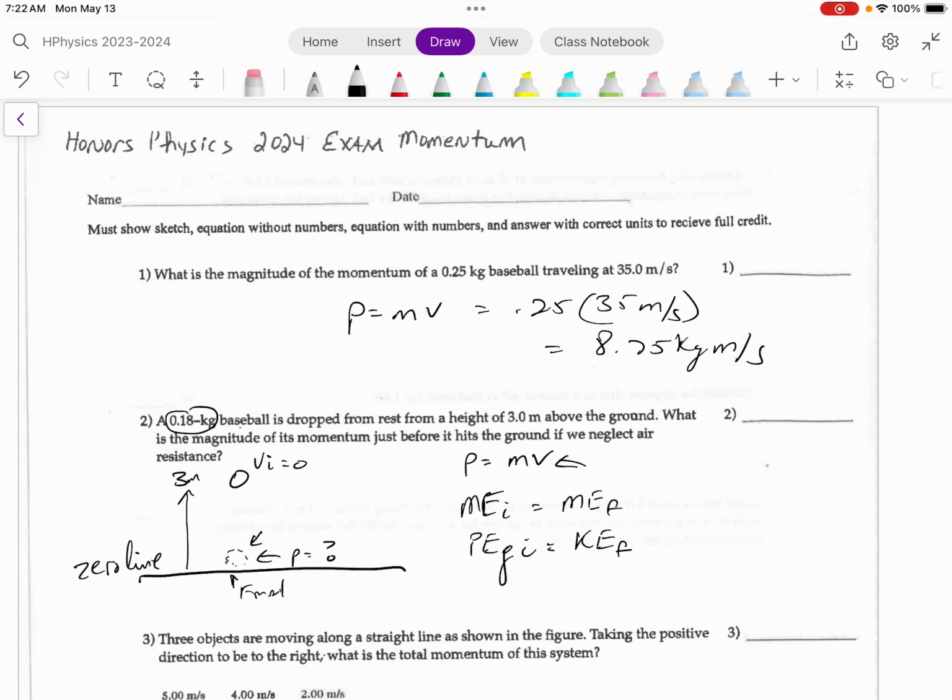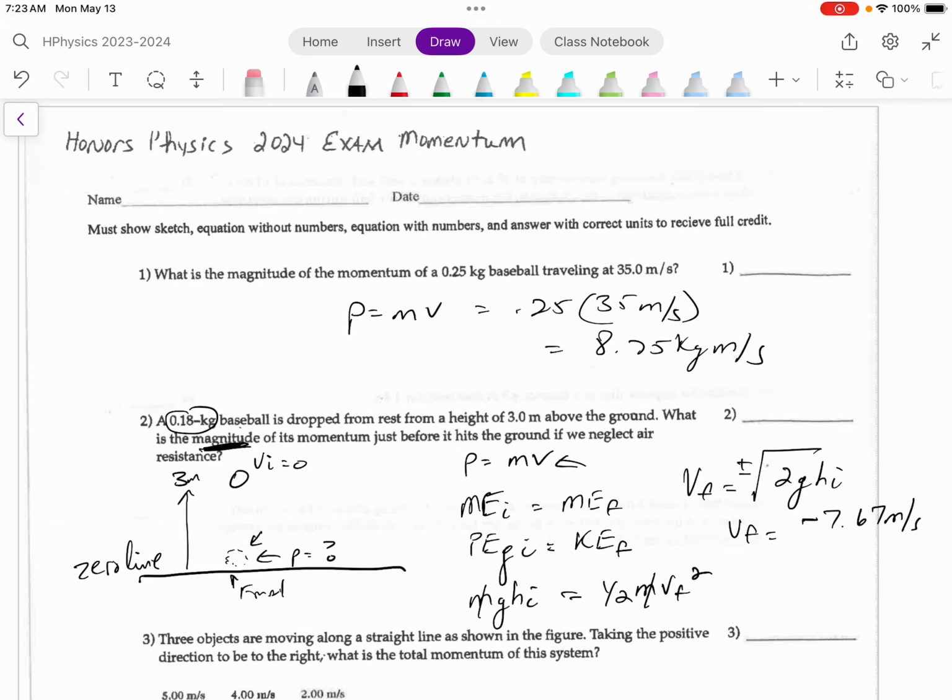Potential energy due to gravity is mgh. That's the height above the 0 line. Kinetic energy final is the only energy it has at the final location, because I'm now at the 0 line. And if you plug in the values, mass goes away, by the way, and you'll find V final equals the square root of 2gh initial, which is negative 7.67 meters per second. Don't forget this is plus or minus, and if you assume down is negative, they asked for the magnitude of the momentum, so I'm assuming that down is negative.